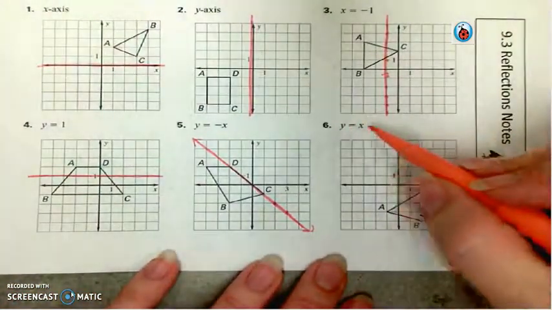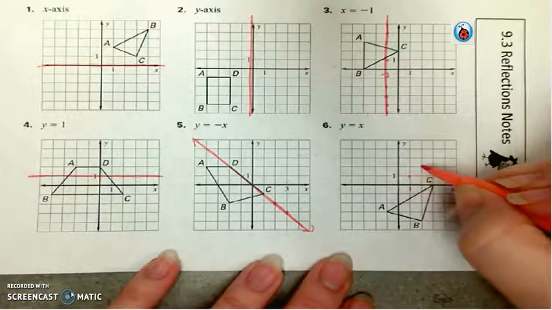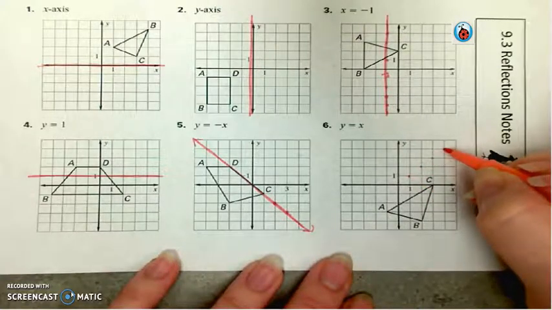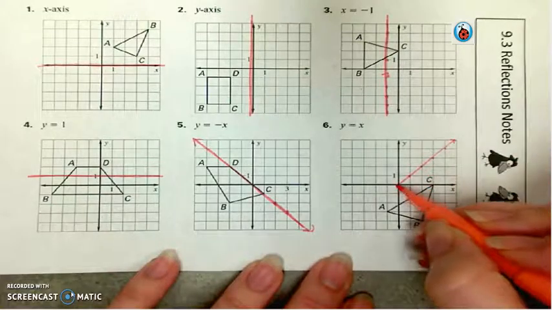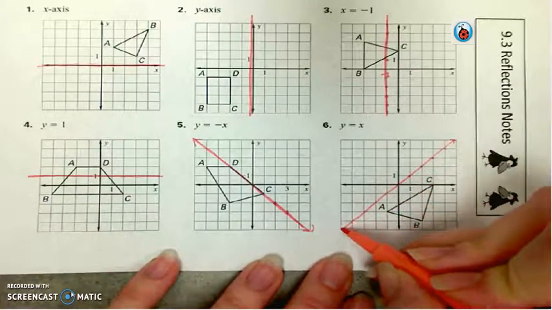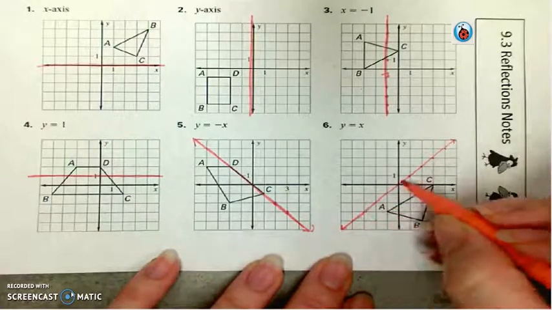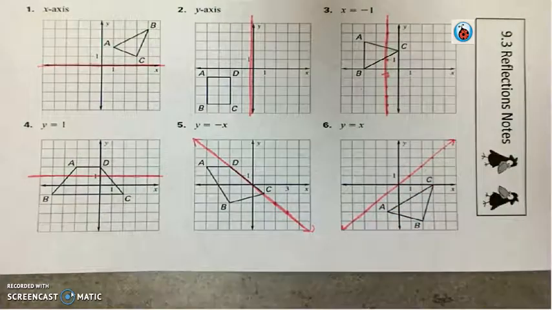And number 6, when the y value equals the x value, 1 equals 1, 2 equals 2, 3 equals 3. If you're thinking mx plus b, that's a slope of 1, a y-intercept of 0. So there's our fold lines. So let's go back in and see what our reflection would look like.